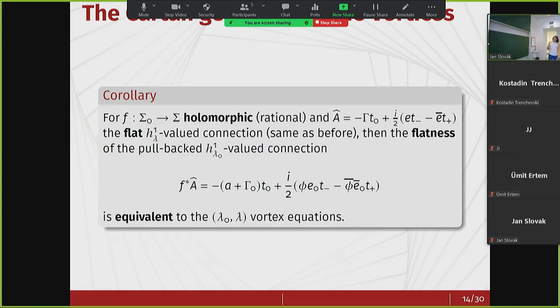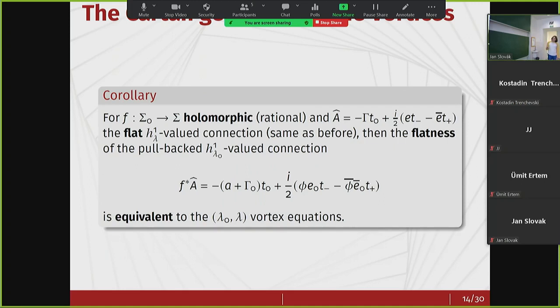So if this is a flat H1 lambda value, exactly as we considered before, then the flatness of the pullback is going to be precisely equivalent to the lambda 0 lambda vortex equations. Given that we are dealing with a Riemann surface of constant Gauss curvature, we know that this one is going to be flat.